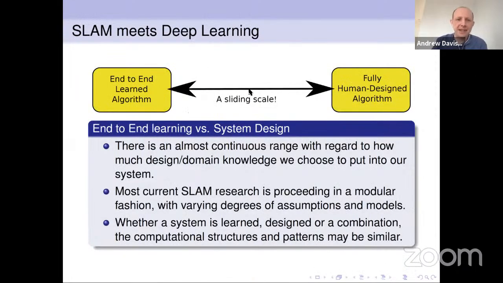So just to briefly say something about SLAM meets deep learning, of course, something that all of us have thought about an awful lot in the last few years. I think there's an almost continuous sliding scale in the ways you could attack these problems between pure end-to-end learned algorithms at one end and purely human-designed algorithms at the other end. I think the approach that nearly everyone who's actually building systems that work is taking is very much somewhere in between, modular systems with elements of learned things within a structure of a human-designed thing.